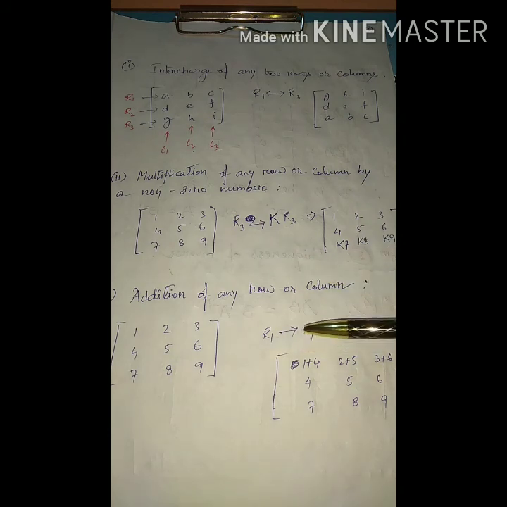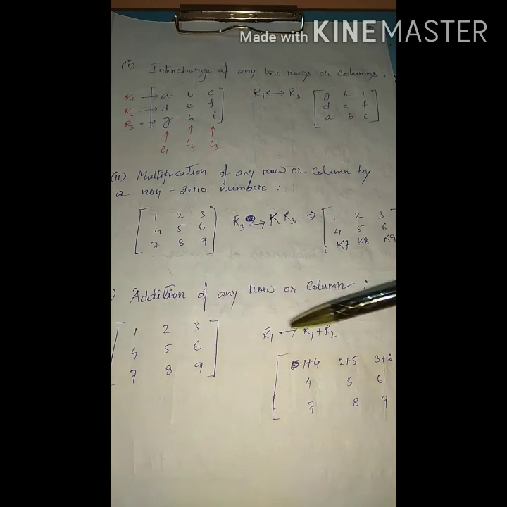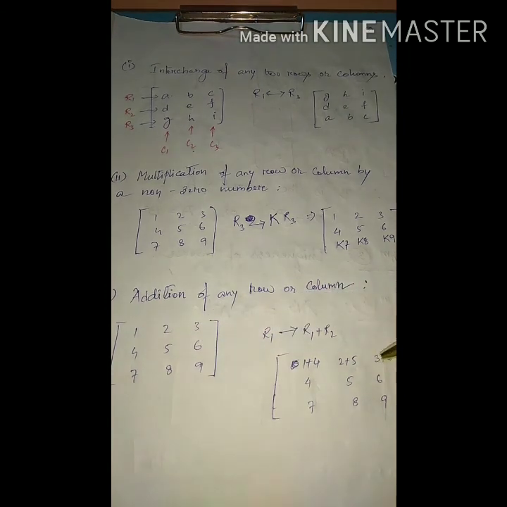Now R1 transforms to R1 plus R2, so we transform this first row. How do we write it? R1 plus R2: 1 plus 4, 2 plus 5, 3 plus 6, which is written here. Is it clear? We transform only the first row. The other two are the same, so we write 4, 5, 6, 7, 8, 9. Is it clear? In this way, we can transform the row or column. Okay.